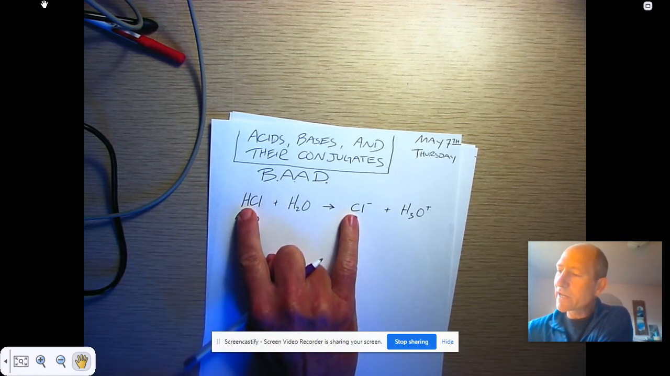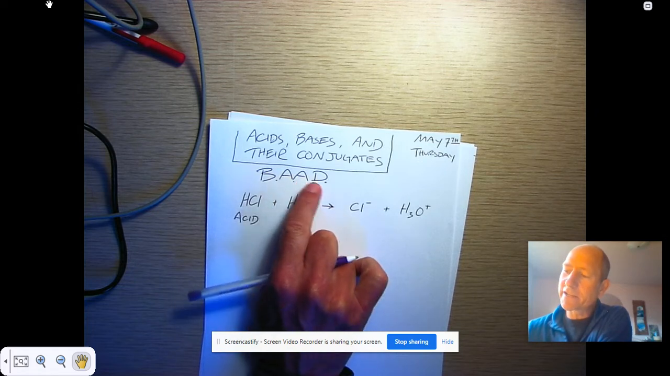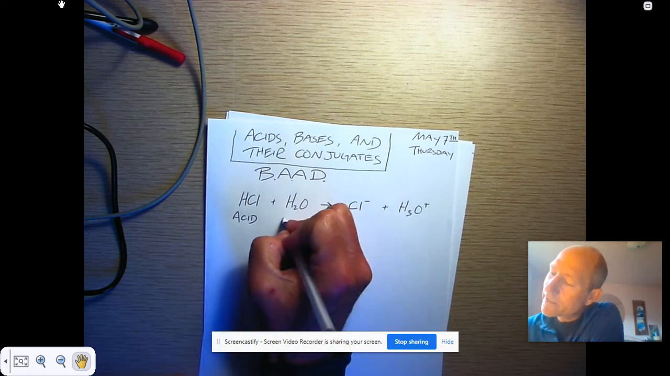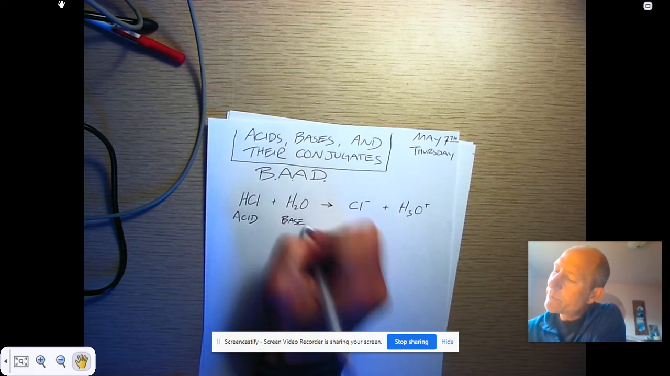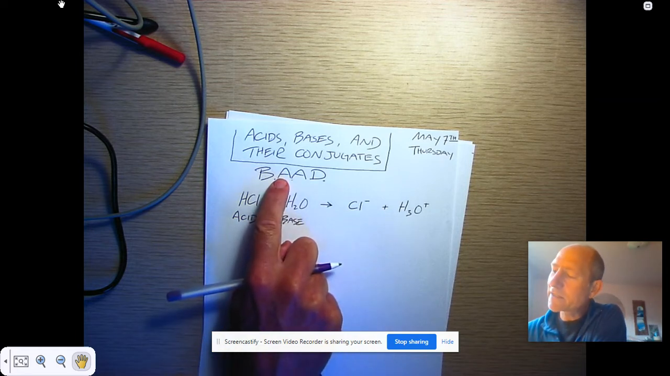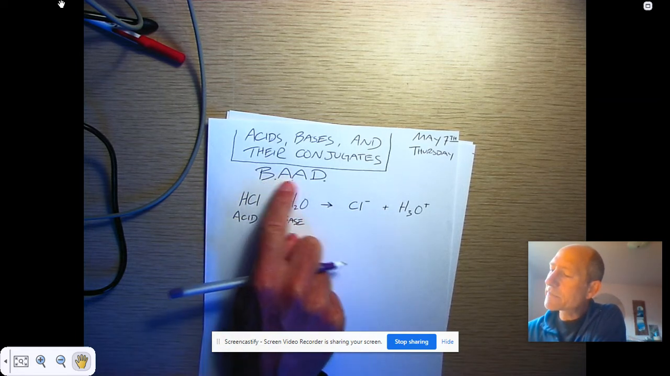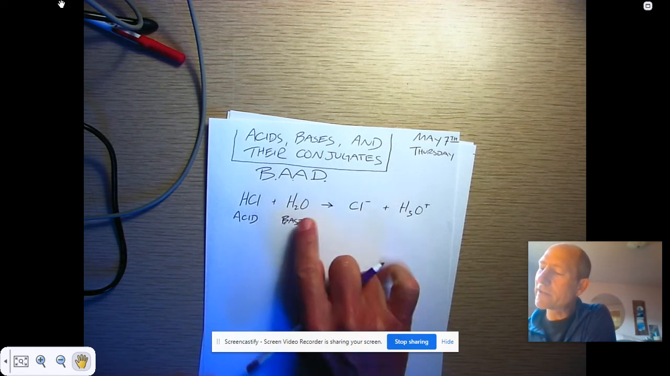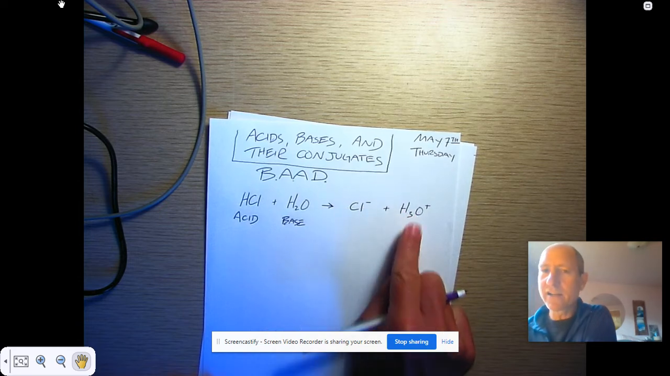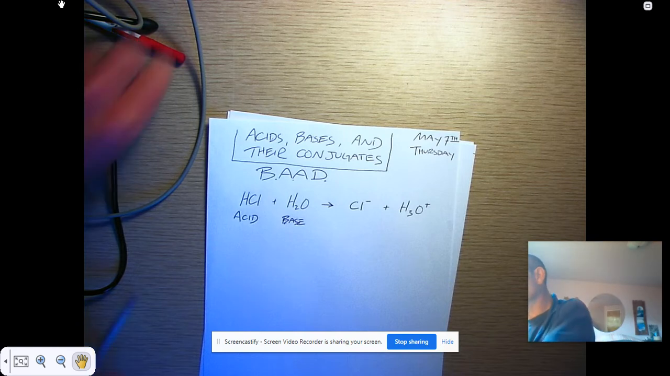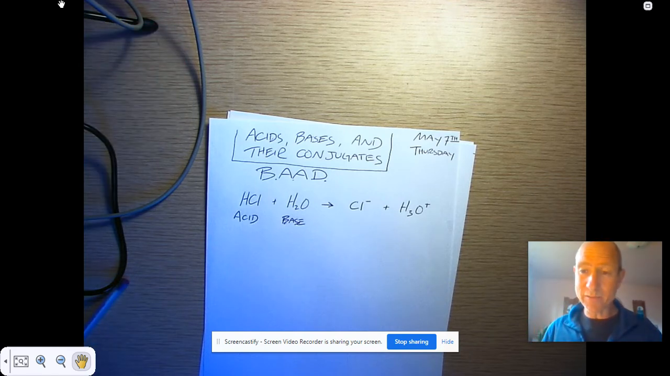So this chemical right here is the acid because it lost a hydrogen. And who loses hydrogens? Acids do, because they donate them. And this chemical right here, the water, acted as a base because it accepted a hydrogen. Bases accept, acids donate. It started with two hydrogens and ended with three. So between here and here, it accepted a hydrogen.